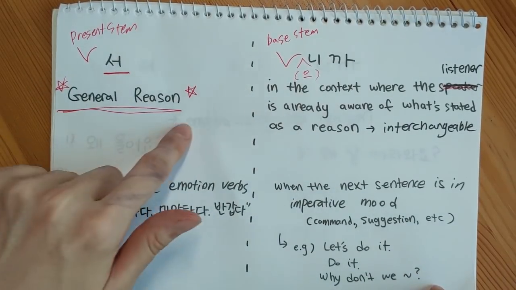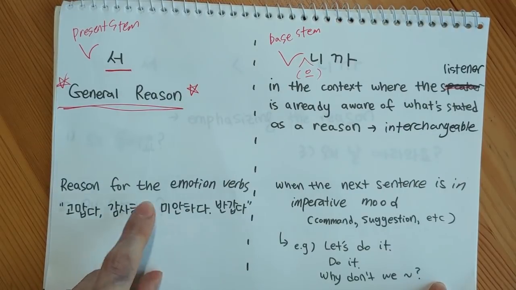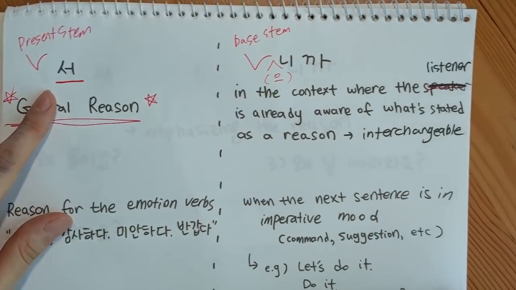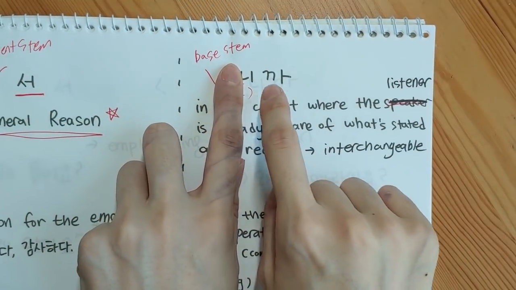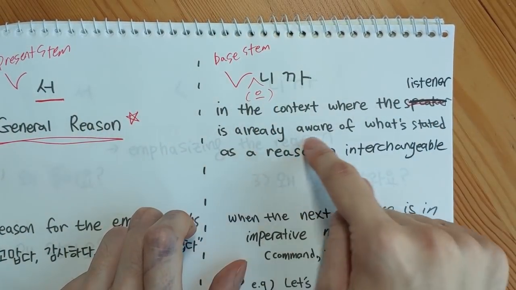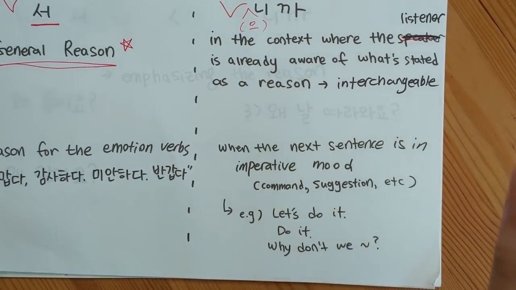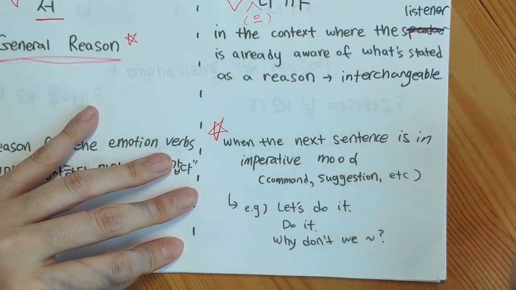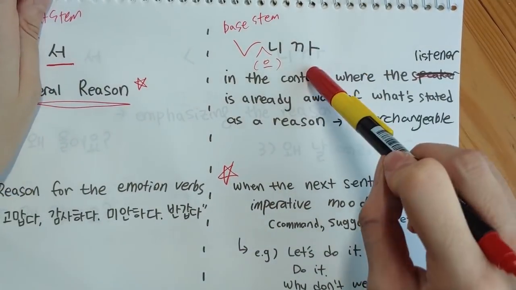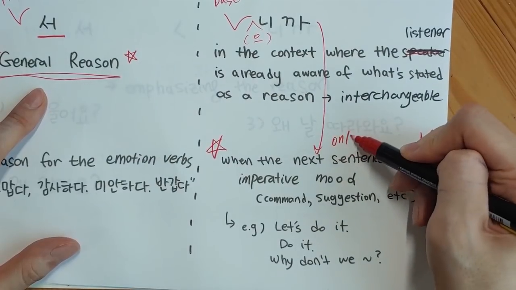So yes, when you're stating the general reason or the reason for emotion verbs like 고맙다, 감사하다, 미안하다, 반갑다, then you can go with 서. And with 니까, it can be interchangeably used with 서 in the context where the listener is already aware of what's stated as a reason. And there is also the case, this is actually very important, because in this case, only 니까, not 서, only 니까 should be used.